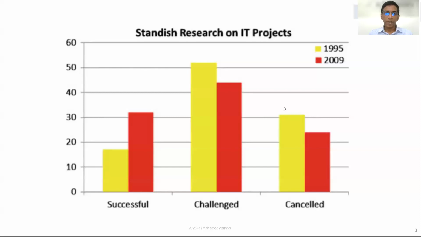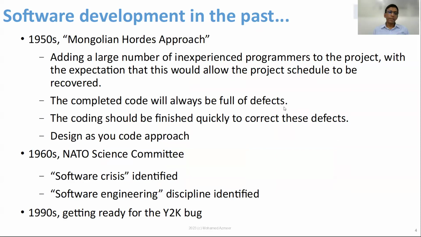If you go forward to look at the past, as to how people have used software engineering in projects, there was a famous saying in the 1950s. This is called the Mongolian hordes approach.